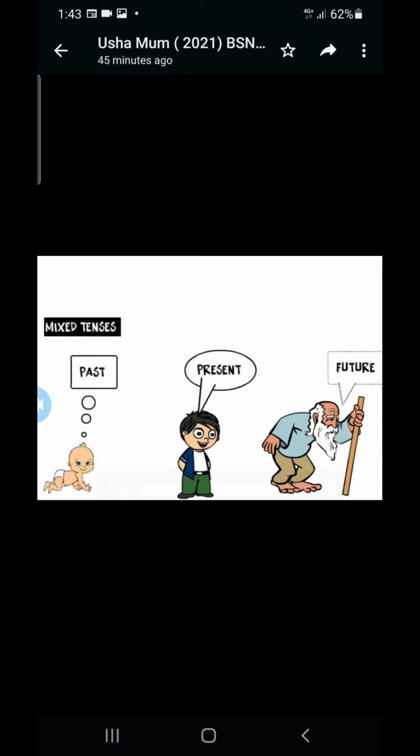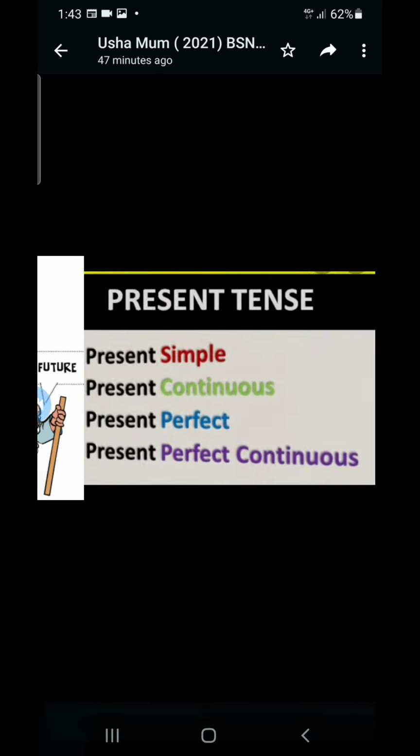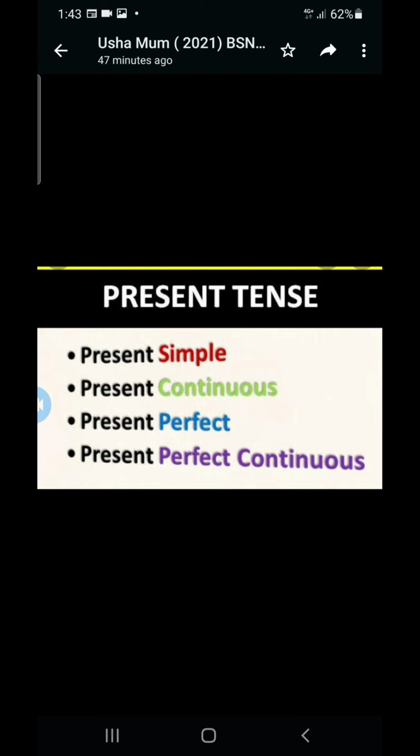So now look at the present stage, present tense. Okay, that means immediate actions and today's actions are called present tense. Look at the past, finished actions and yesterday's actions are called past tense. Then look at the grandpa, future tense, coming actions and tomorrow's actions are called future tense. So, today we are going to learn about only present tense.